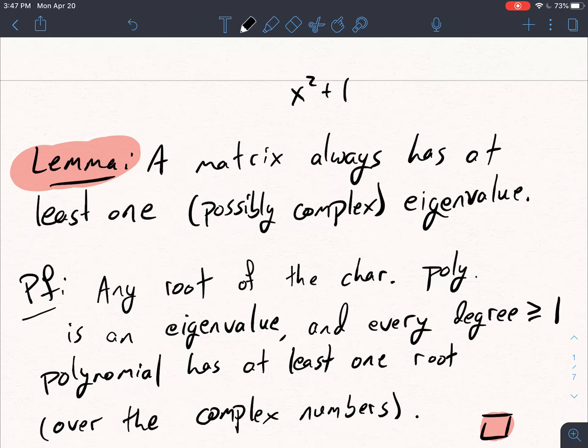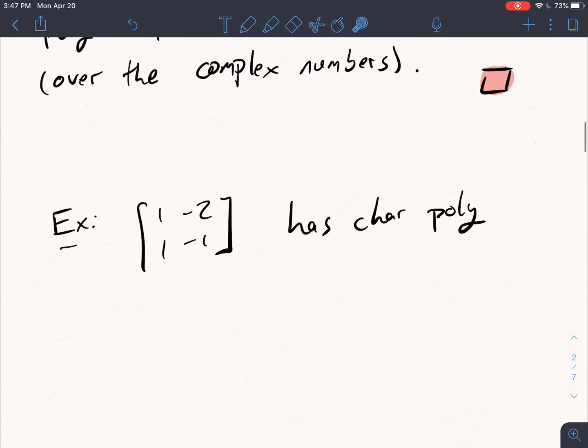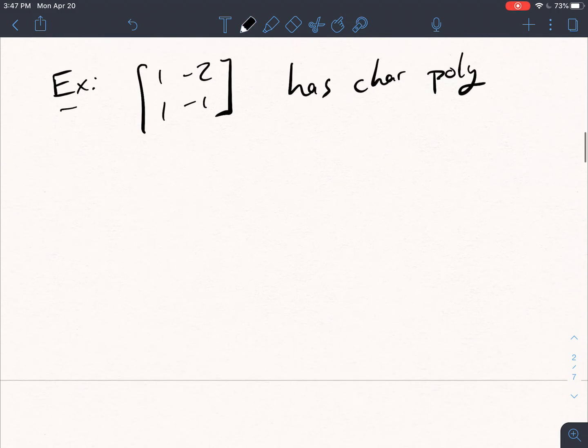So like the polynomial x squared plus 1 doesn't have any real roots. By root I mean solutions to setting the polynomial equal to 0. But it does have complex roots, because if you do the square root of negative 1, squared, plus 1, that's equal to negative 1 plus 1 equals 0. So the square root of negative 1 is a root of this polynomial, but it's a complex root.